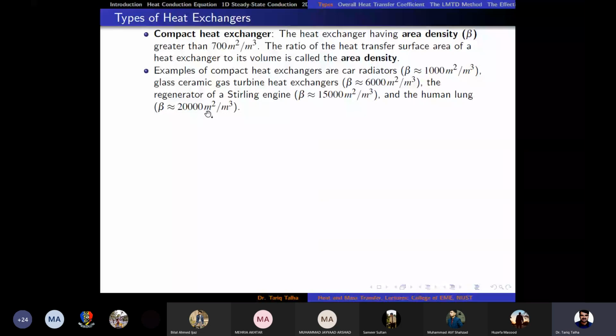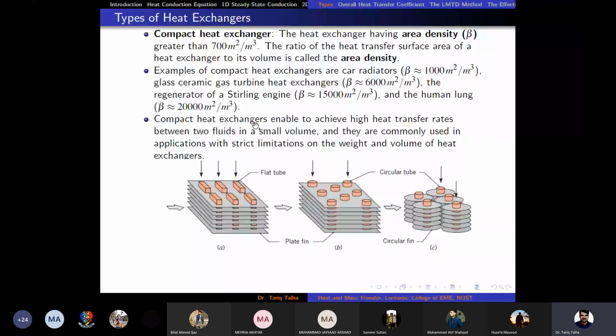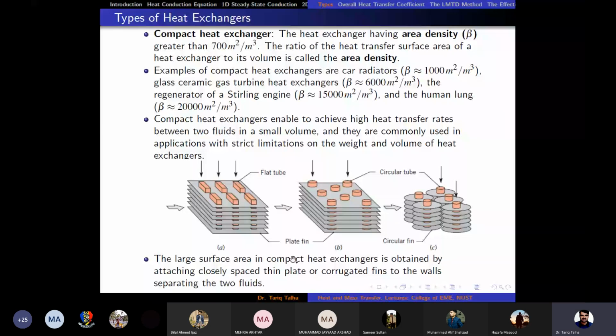Okay. So compact heat exchangers enable to achieve high heat transfer rates between two fluids in a smaller volume, and they are commonly used in applications with strict limitation on the weight and volume of heat exchanger. So like in the car radiator, we have got fixed volume where we can use that car radiator. So that's why we have to make it compact. So it means that we have got the surface area available in a given volume. It should be very high, and usually we increase that surface area by the use of fins. Fins are the plates which are attached. So in that case, we use fin.